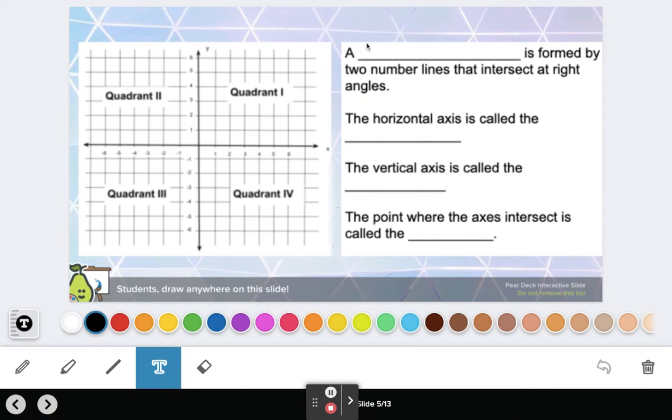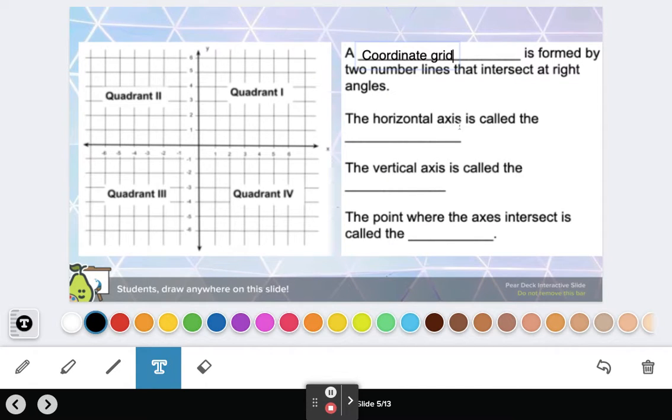So then here it says a blank, or a coordinate grid, is formed by two number lines that intersect at right angles, okay? So these are my two number lines, and intersect just means to cross, okay? At two right angles, okay?